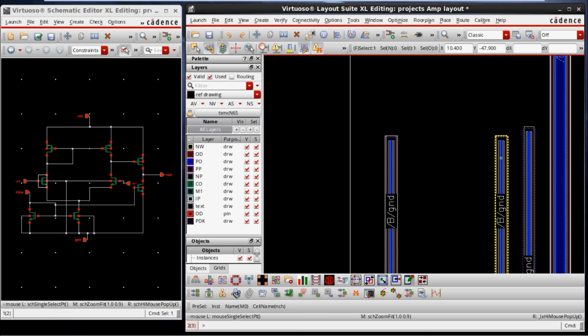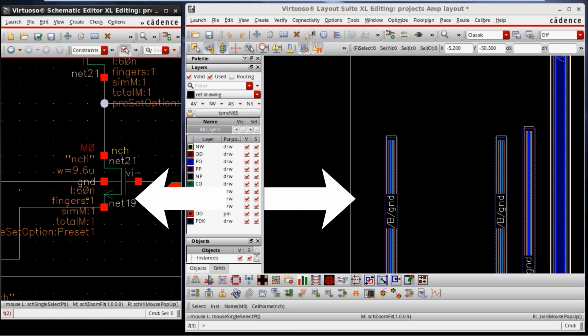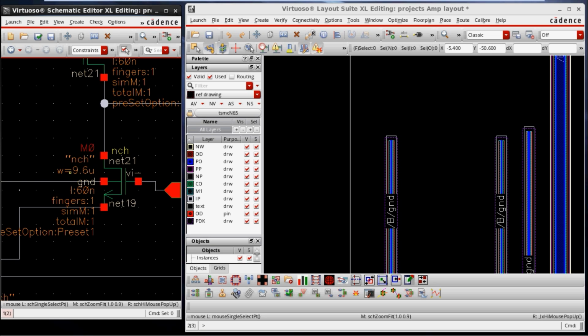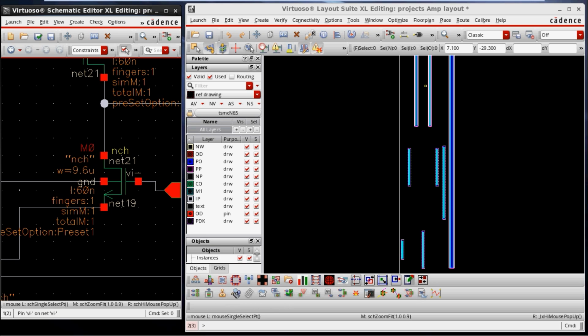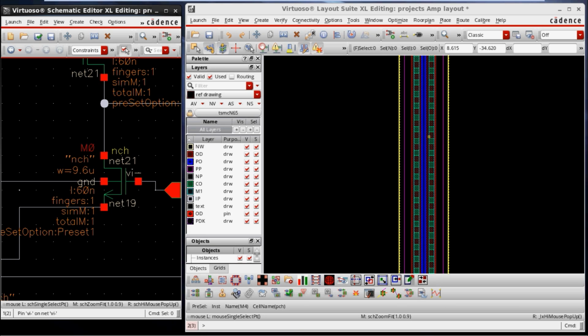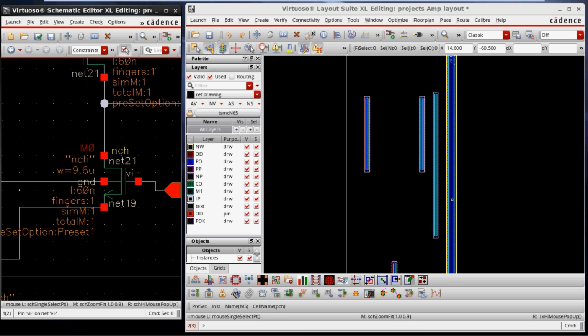We have 2 devices here, 9.6 and 9.6. Here W is 9.6 and length is 60 micron. Sorry, length is 60 nanometer and W is 9.6 micrometer. So now we have 2 differential pair units. Above that we have one current mirror unit, and then on the left and right we have, see, such a huge device.